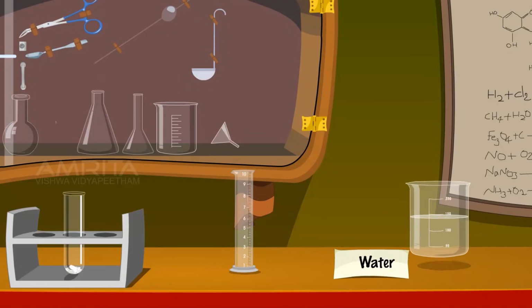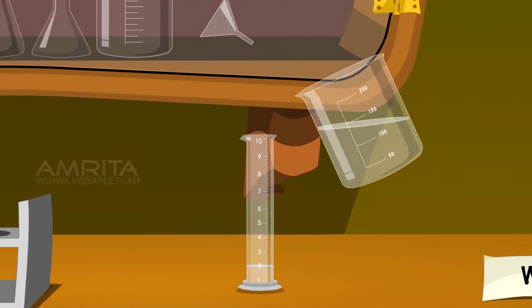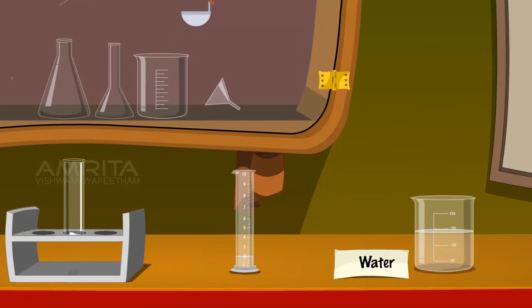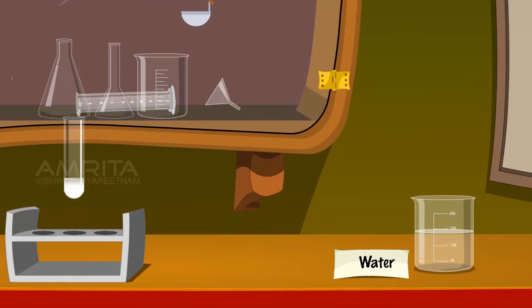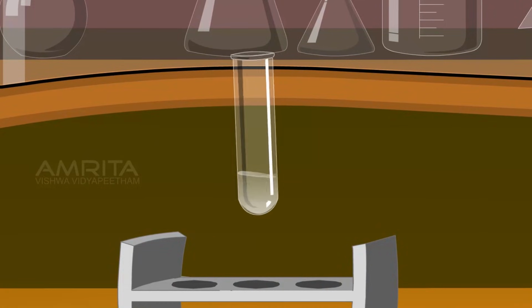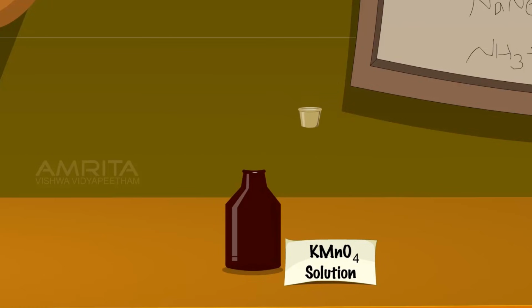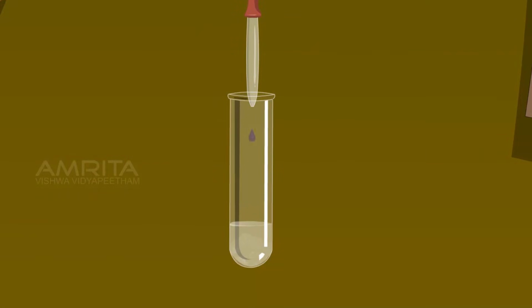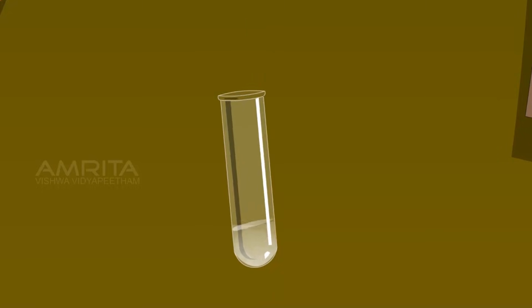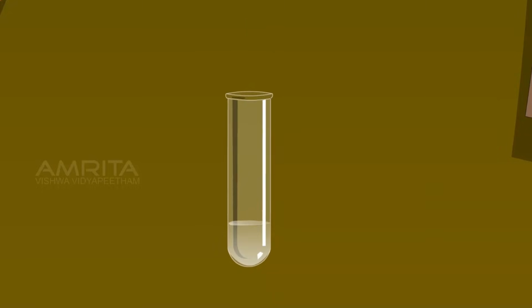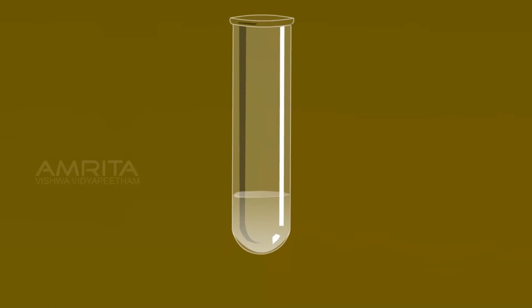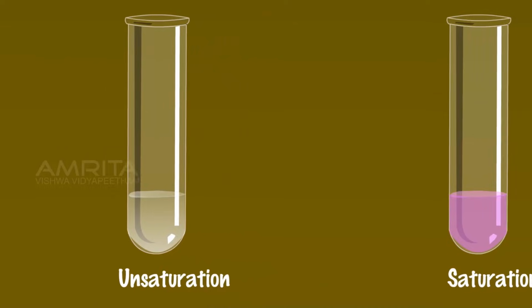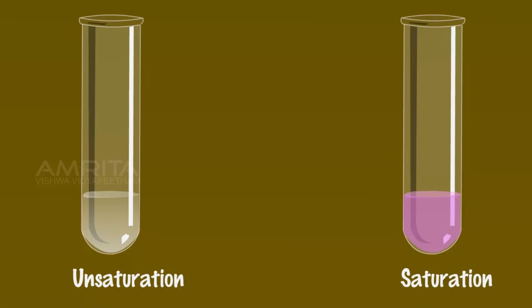Take 2 ml of distilled water in a measuring cylinder. Add it to the test tube and shake it well. Now add 2 to 3 drops of KMnO4 solution to it. Decolorization of pink color of KMnO4 indicates unsaturation, otherwise it is saturation.